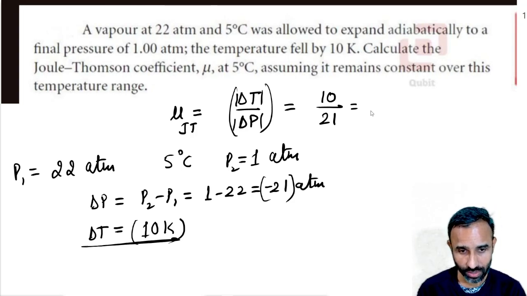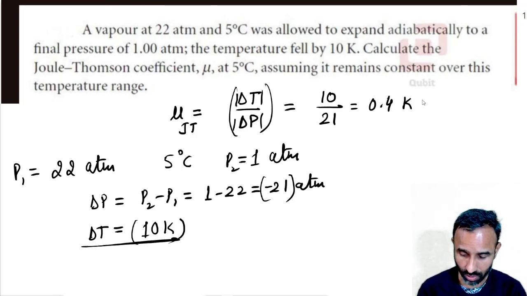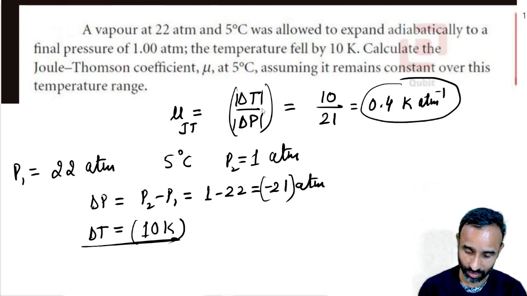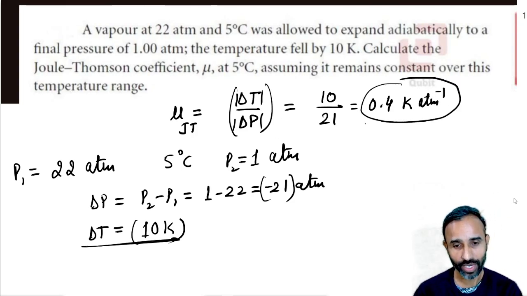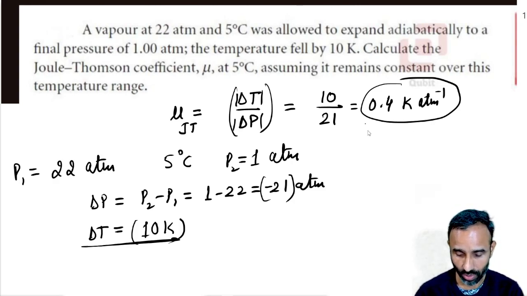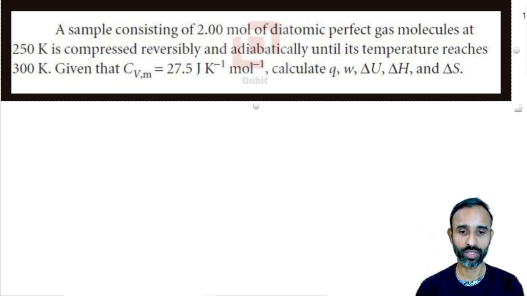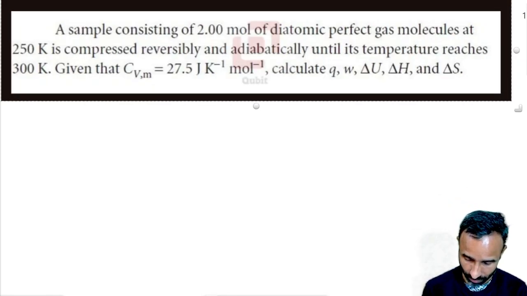What is the answer given? 0.4 Kelvin per atmosphere. Yes, so it is Kelvin per atmosphere. If you take about 10 by 20, you get 0.48.